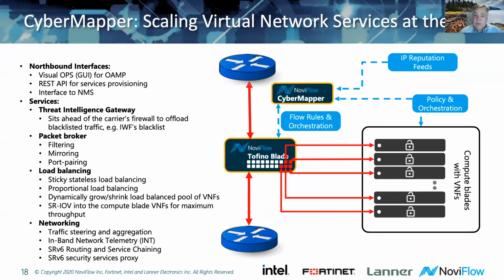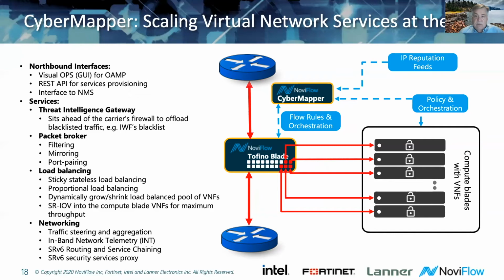The packet broker services include things like filtering, mirroring, and port pairing. The load balancing services are built on top of a sticky and stateless load balancer implemented directly in the Tofino silicon. It supports proportional load balancing and the ability to dynamically grow or shrink the pool of load balanced VNFs. For the Lanner HTCA, the load balancer leverages the two NICs on each compute blade and uses SRIOV for maximum throughput performance.